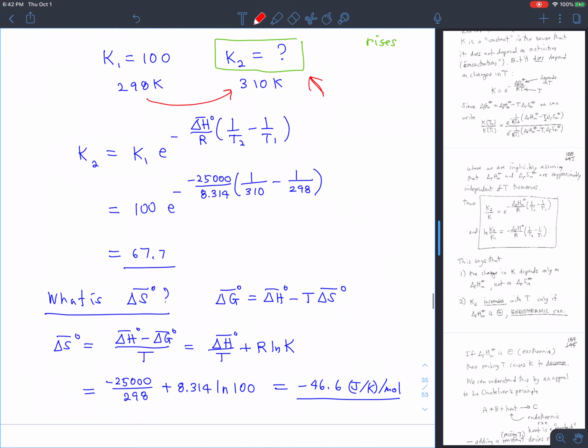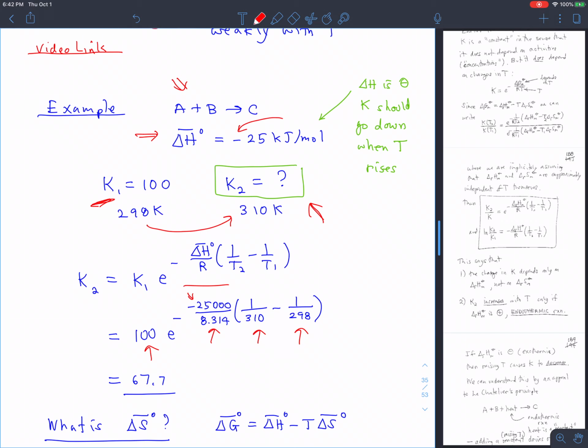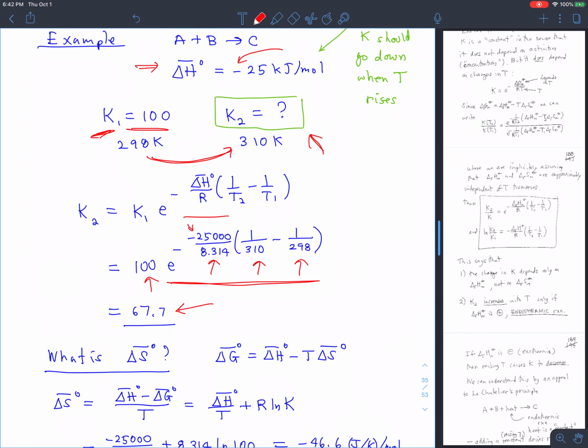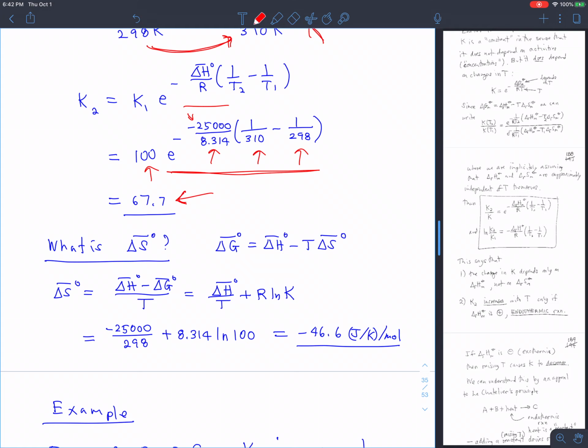Now we just have to plug in. So here's our formula. We plug in 25,000 there, 8.314 for R, and 310 and 298 for the two temperatures. The initial equilibrium constant was 100. I didn't point that out, but there it is up there. If you do all the arithmetic, that gives you K2 equal to about 68. In other words, the equilibrium constant has gone down modestly. This is a rather modest temperature rise, only about 12 degrees, and with that modest temperature rise, the equilibrium constant has indeed gone down by a modest amount.